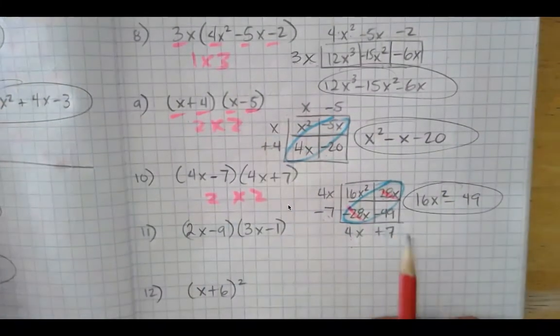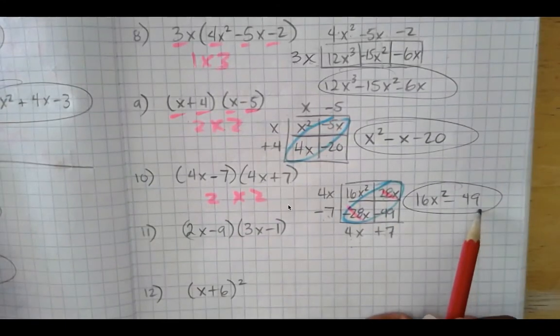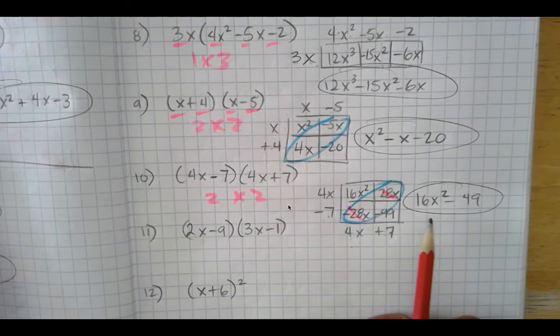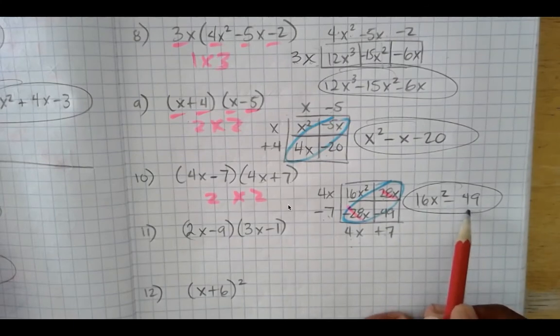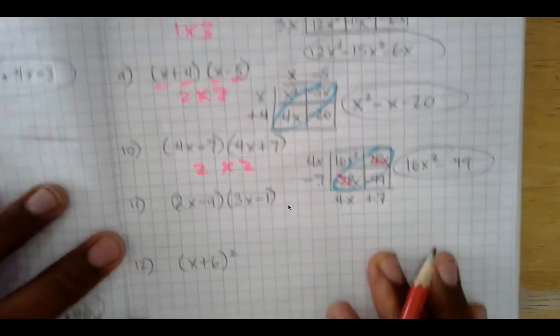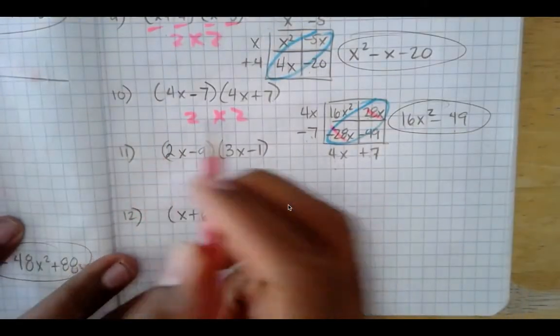Also, if you know your perfect squares, these two numbers are perfect squares, because 4 times 4 is 16, 7 times 7 is 49. Those are called perfect squares. So anyways, just a side note for future stuff.